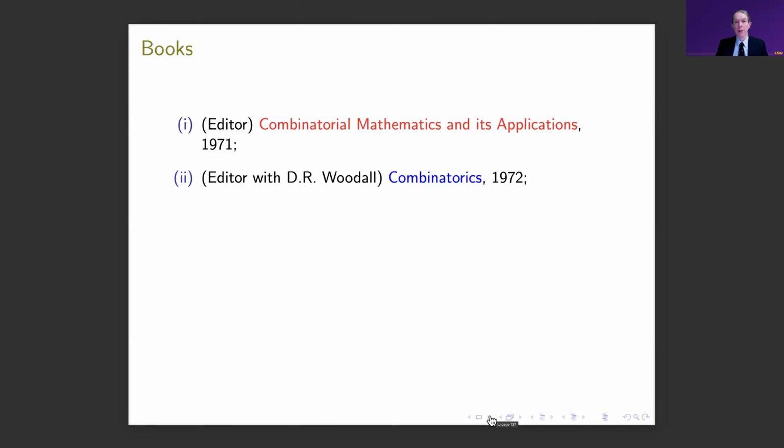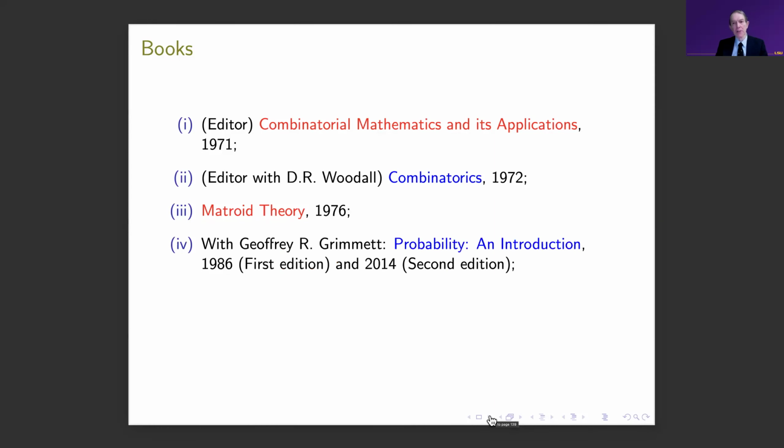I've mentioned that Dominic organised these two conferences. This is the first British Combinatorial Conference. He edited the proceedings. The third British Combinatorial Conference, he edited the proceedings again, this time with Douglas Woodall. And then he started writing books. In 1976, he wrote his Matroid theory book, which was the first comprehensive treatment of matroid theory. There were some books that touched on fractions of matroid theory earlier on, but this was really the first comprehensive treatment. And then with Geoffrey Grimmett, Probability: An Introduction, first edition in 1986, second edition in 2014.